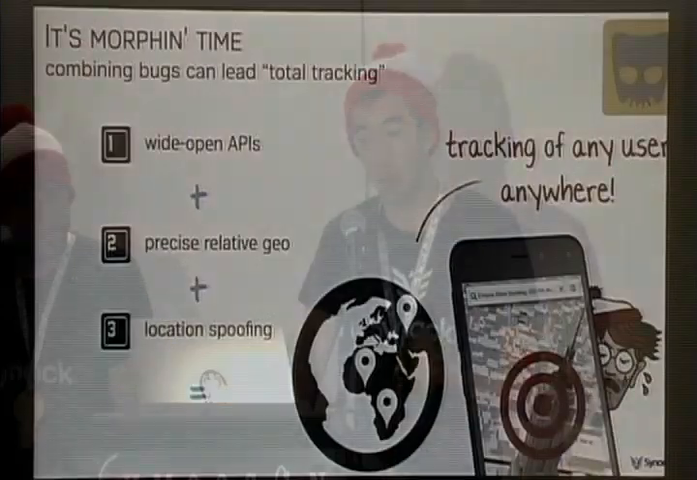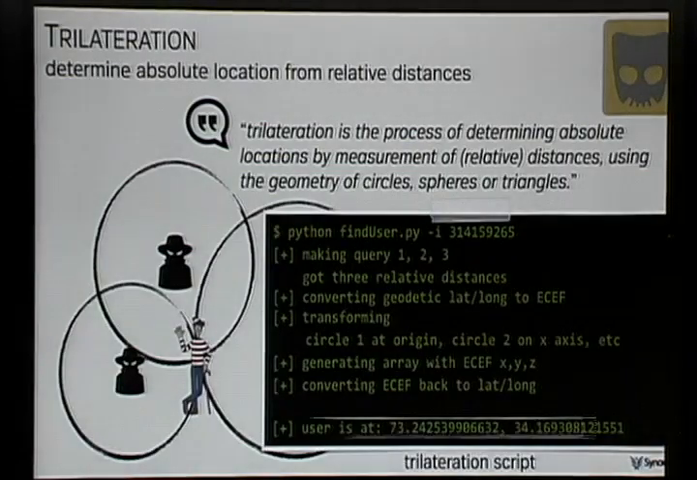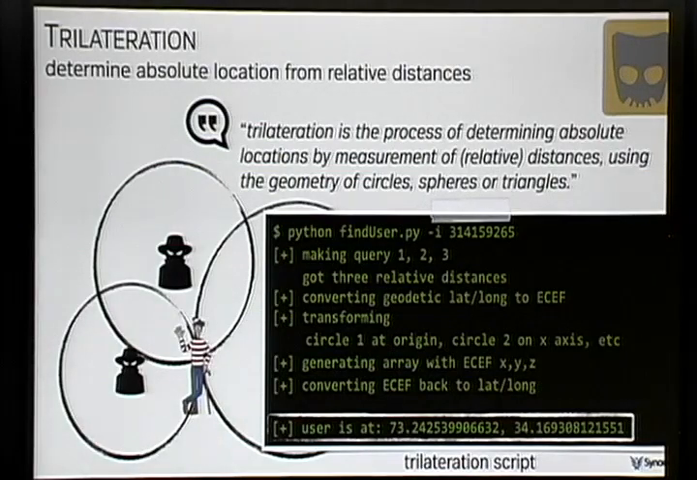Based on these bugs we found, we theorized that we should be able to track any user at any given time. The APIs are wide open, we get extremely precise geo information, and location spoofing was trivial. So now that we're able to suck down user information and determine what users are nearby, we need a way to locate them. To do this, we gather distances and implement a basic trilateration algorithm.